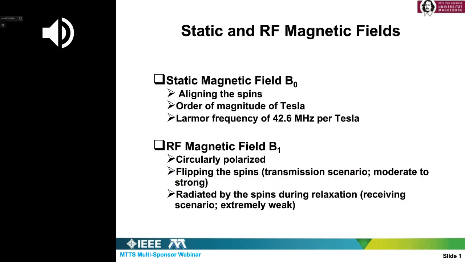Okay, in the whole process, we deal with two types of magnetic fields. First, the static magnetic field, which aligns the spins, has an order of magnitude of Tesla. The Larmor frequency for our hydrogen protons is 42.6 megahertz for each Tesla. If you would like to use a higher frequency, you must linearly increase the static magnetic field. The other type of magnetic field is the RF magnetic field, which we use in order to flip the spins, just to invert the population.